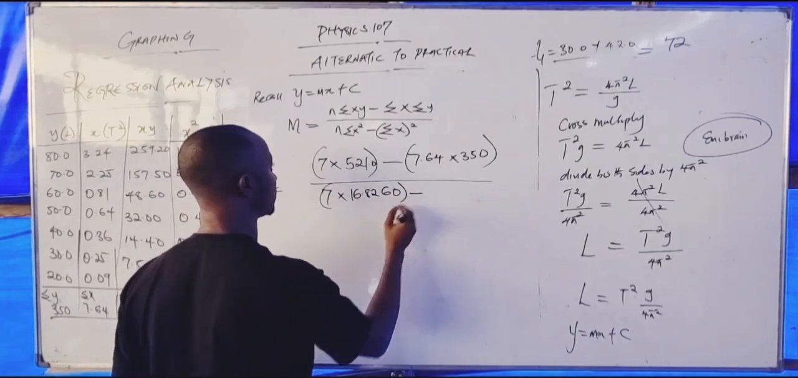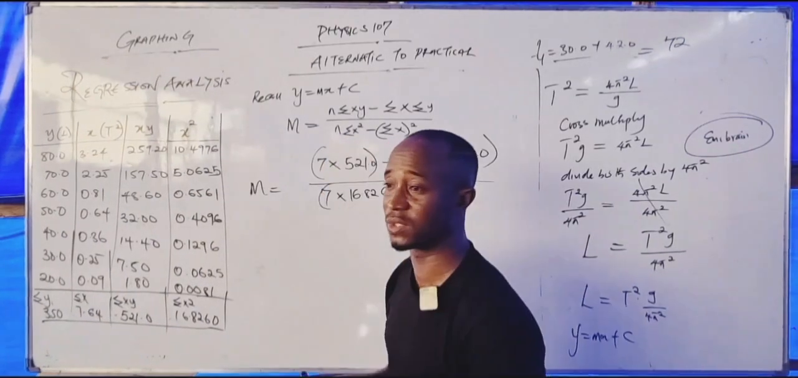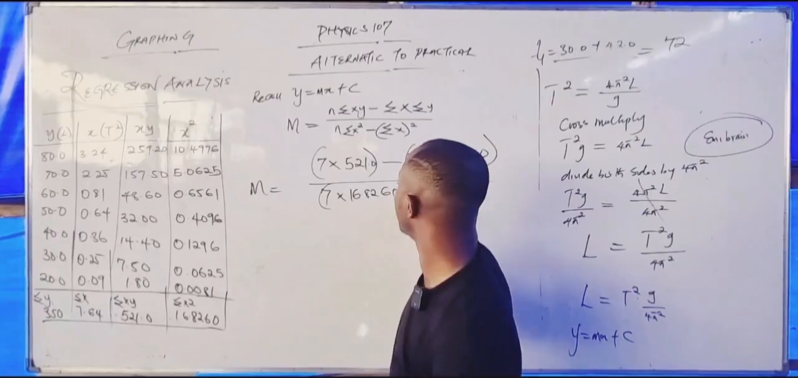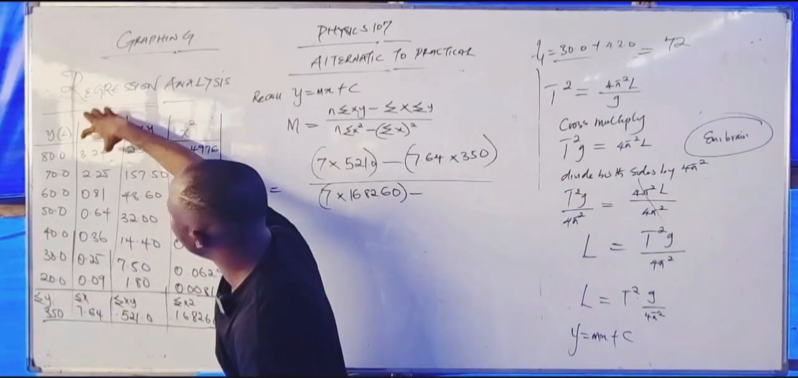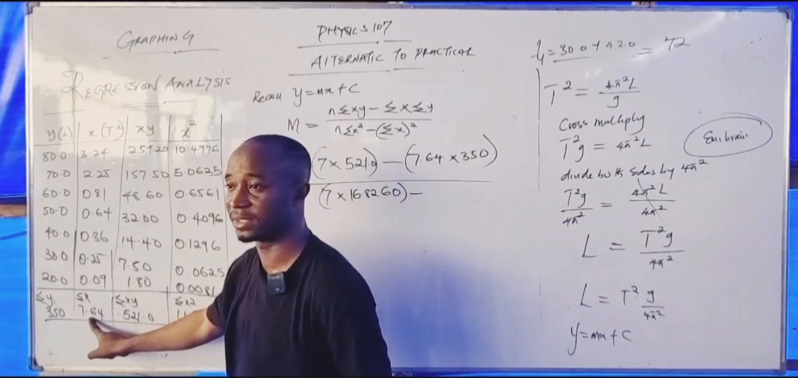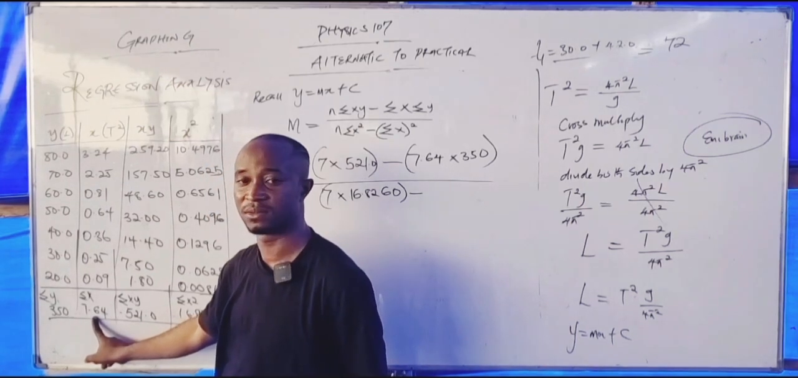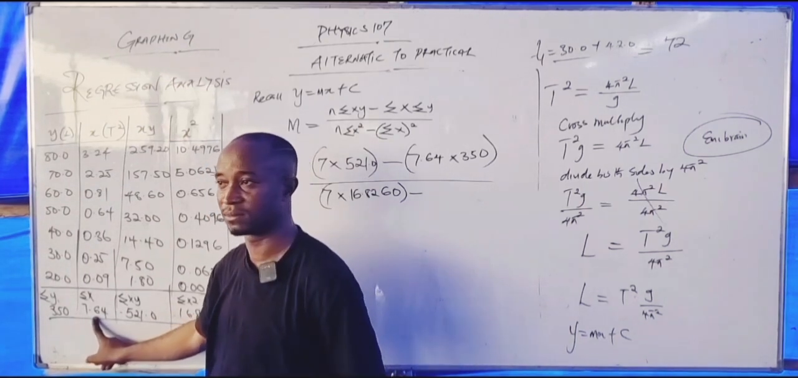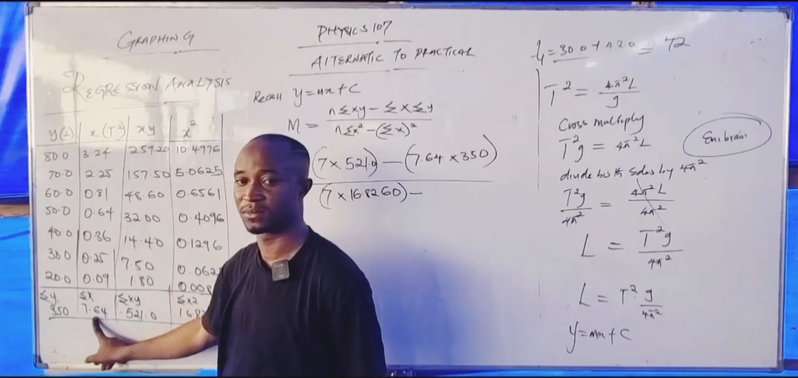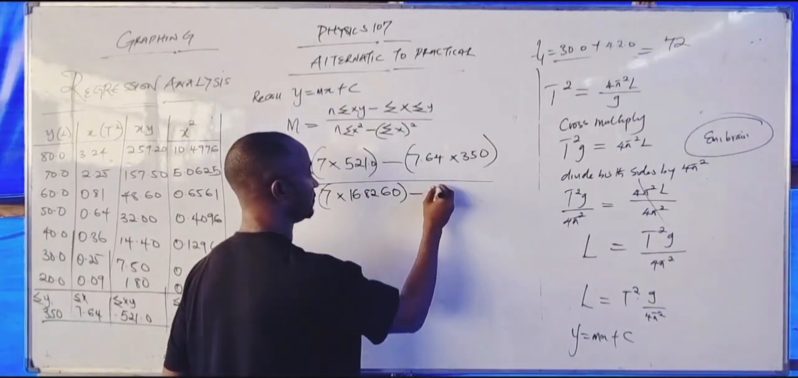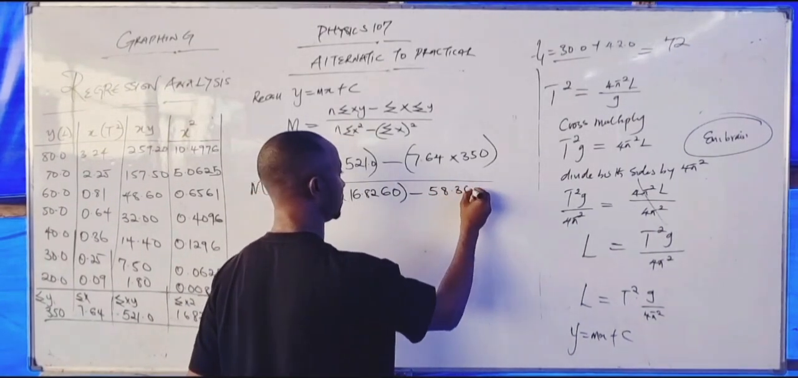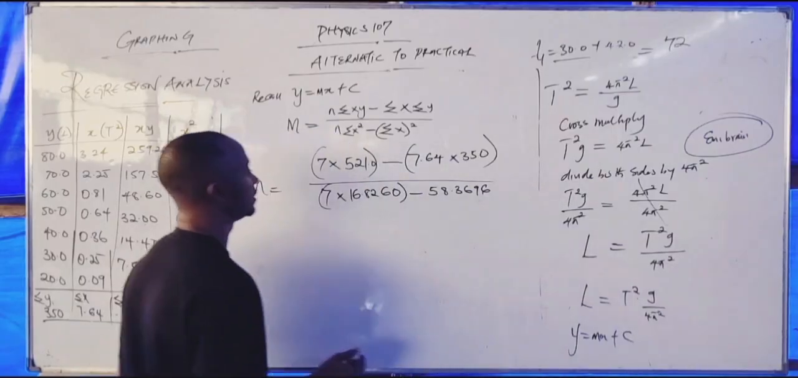Okay. Minus, right? Sum of x all squared means what? Sum of x all squared means the sum of this x, which is what? 7.64. Then square it. What do you have? What is 7.64 squared? What do you have? 58 point what? 96. Okay. Now let's watch.